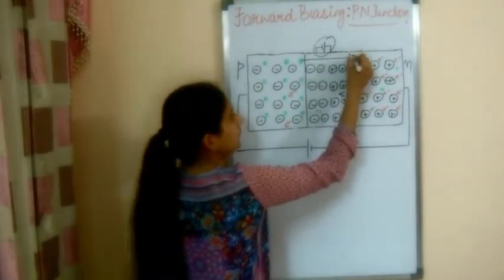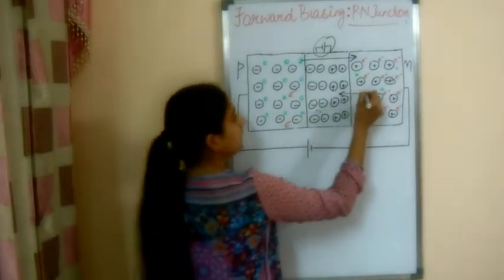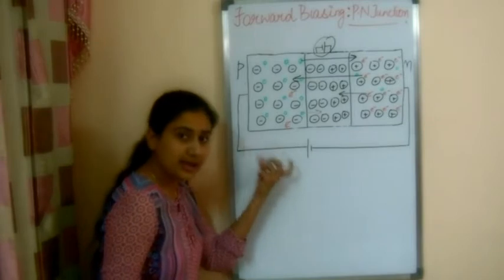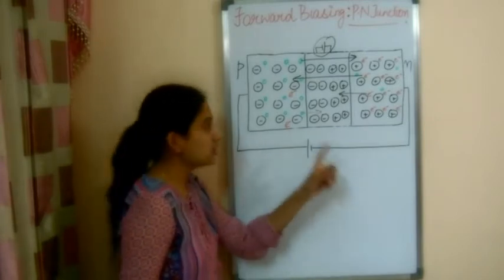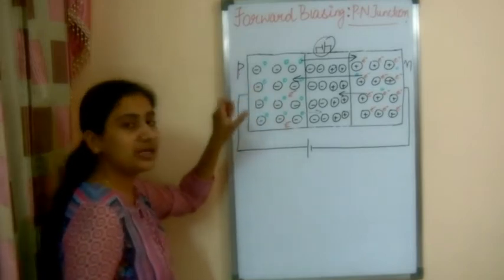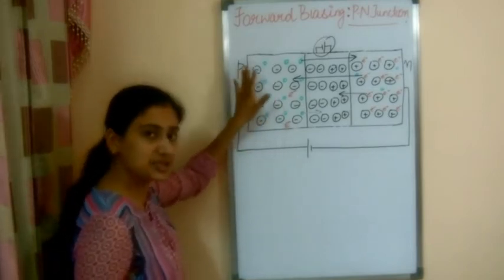The holes are moving in this direction. The electrons are moving in this direction. So we know that current is the movement of charges. So that means the current has started. This is how the current is flowing in this junction.